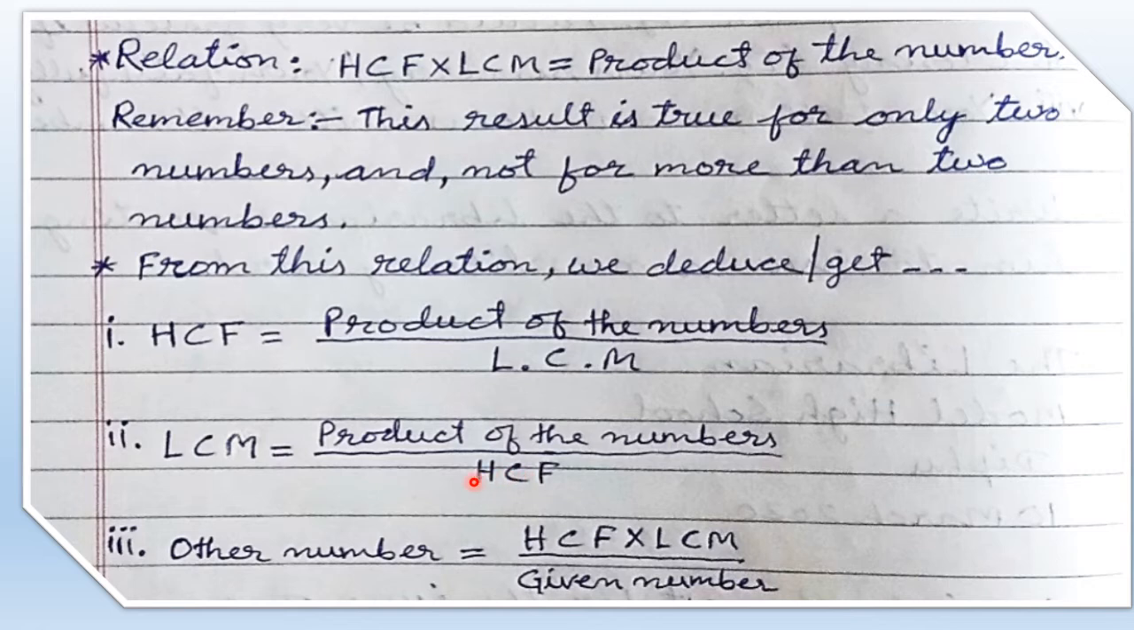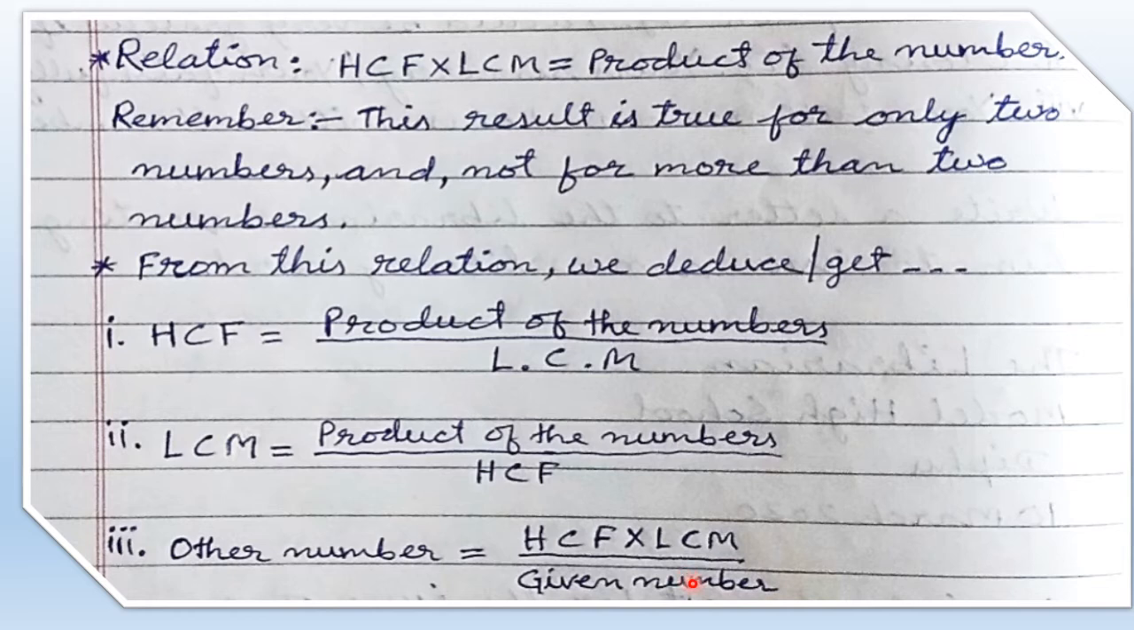And the third thing is the other number. Now, out of two numbers, suppose one number is given, HCF and LCM both are given, but the other number is not given. Out of two numbers, one is given and one is not given. Then to find that missing number, the other number will be equal to HCF into LCM, that means the product of HCF and LCM divided by the given number.